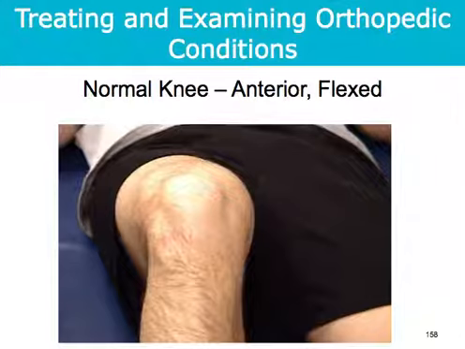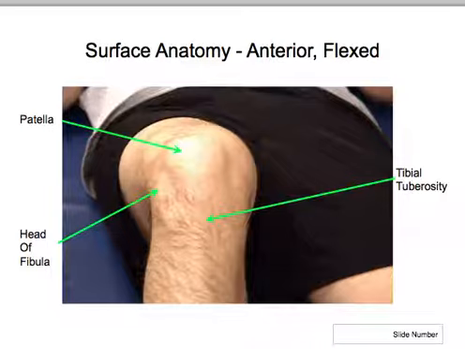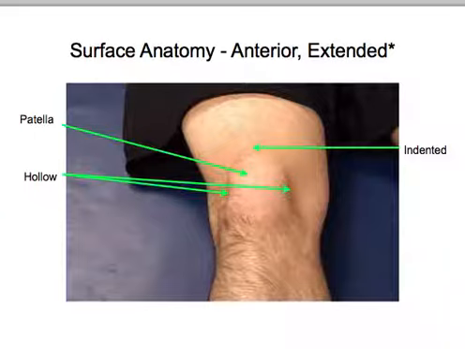So it's what a normal knee looks like when it's the anterior part of the knee that's flexed. Just to give you a quick rundown, there's your tibial tuberosity, that big old bony landmark right below your patella, head of the fibula. Here's where the knee is extended fully. You want to make sure there's an indentation above the patella. Make sure the patella is not adhering itself.